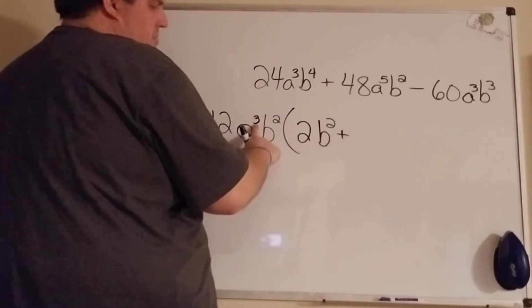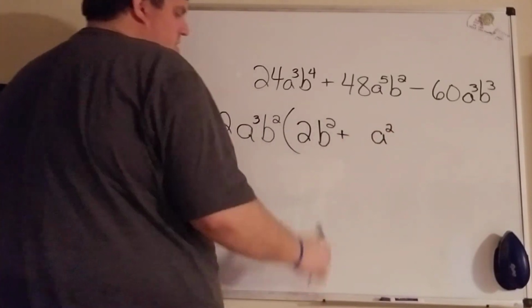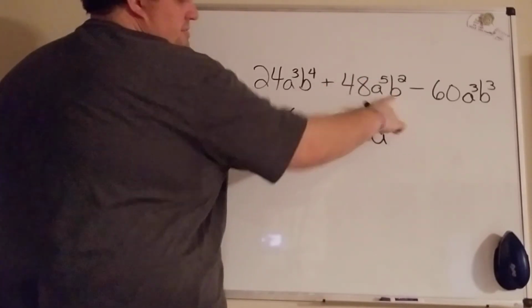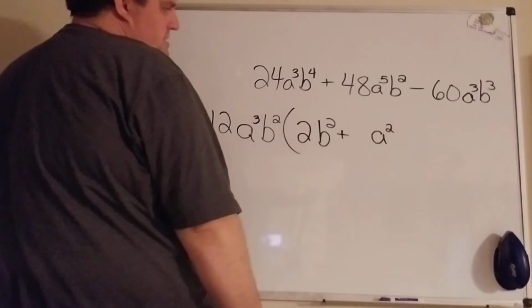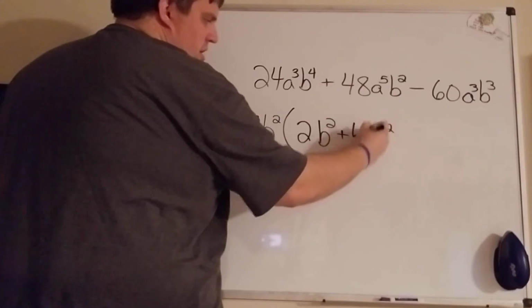Same thing over here. We pulled out 3 A's. Well, there was 5, so there's still 2 left. There's 2 B's we pulled out. There's only 2 B's in there, so there's going to be no B's in this number. And 48, we divide that by 12. We get 4a squared.